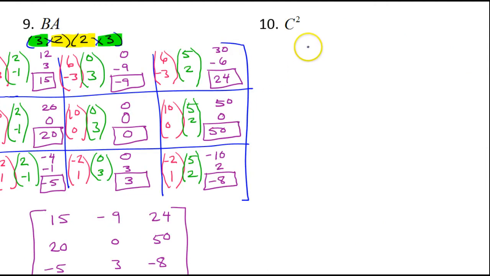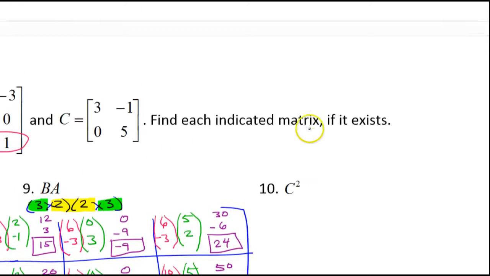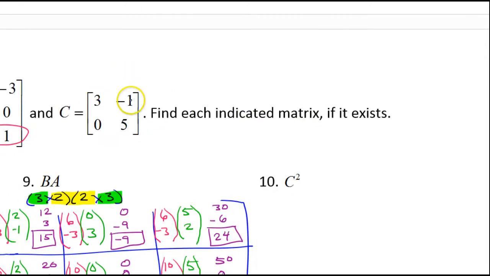Take a look at number 10. How do we square a matrix? Do we just square each of the individual numbers? Will this be 9, 1, 0, and 25? Oh no! C squared means C times C. So that's what you must think: matrix C times matrix C. We have to do matrix multiplication.